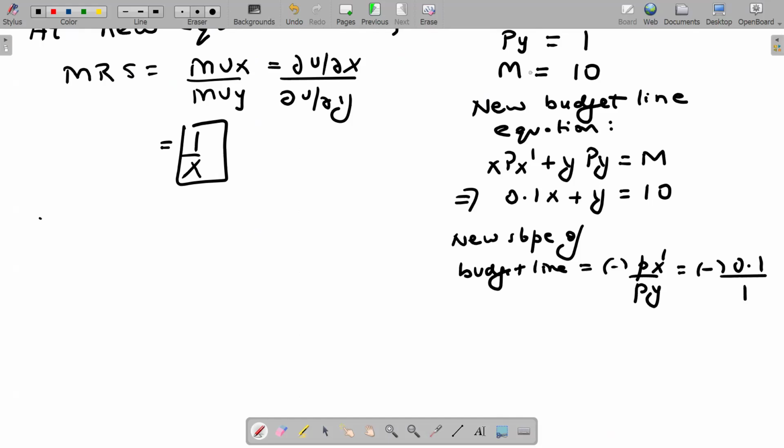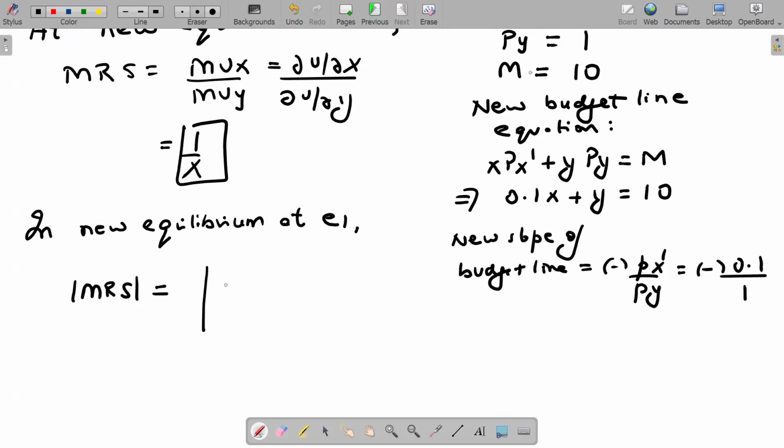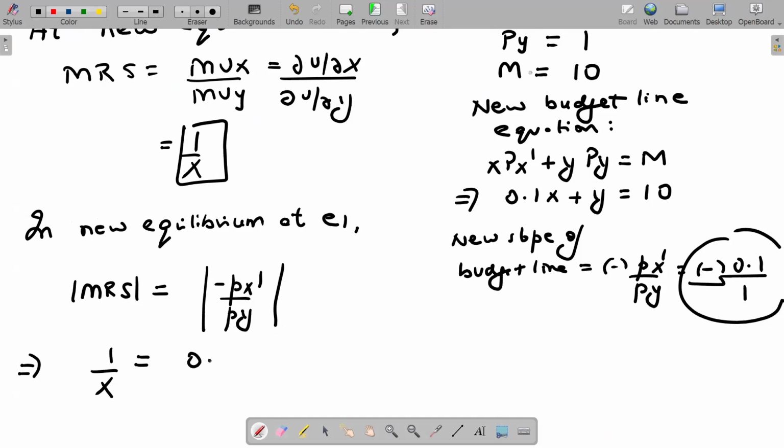So in equilibrium, what will happen now? In the new equilibrium, at E1, again, the absolute value of the slope of the indifference curve equals the absolute value of the slope of the budget line, which is minus Px dash over Py. When I compare the absolute values, 1 over x equals 0.1 over 1, remember the minus goes away when I take the modulus. So I get 1 over x equals 0.1, which implies x is 1 over 0.1, which is 10. What will y be?